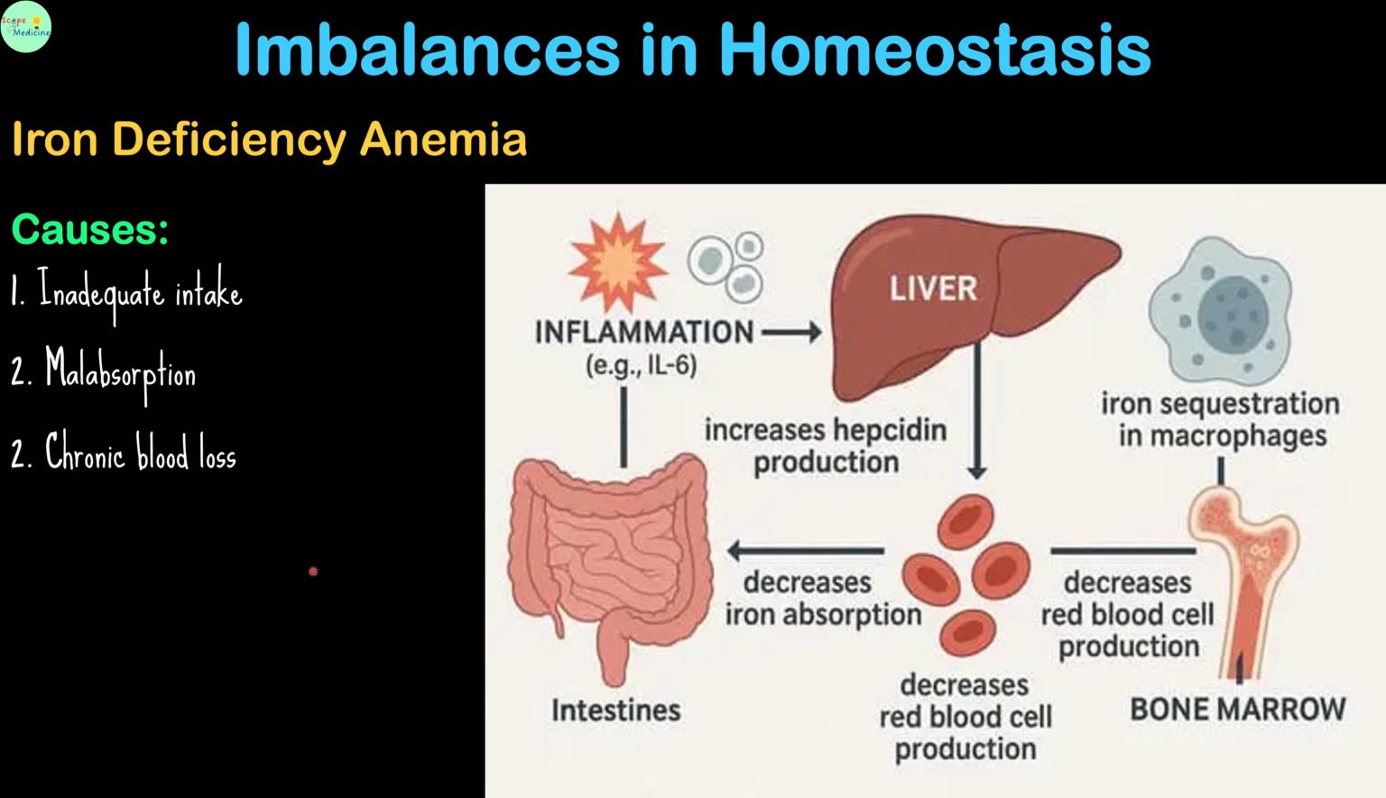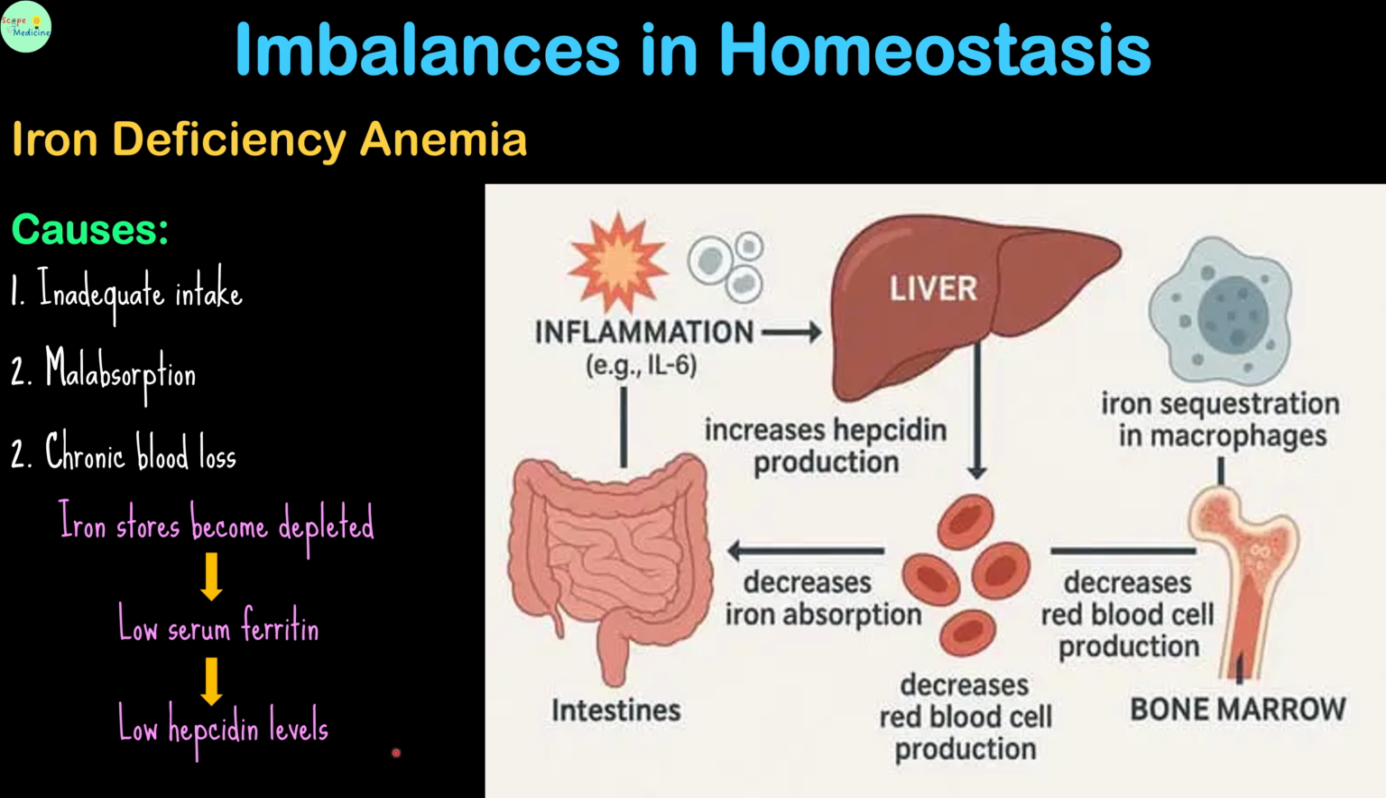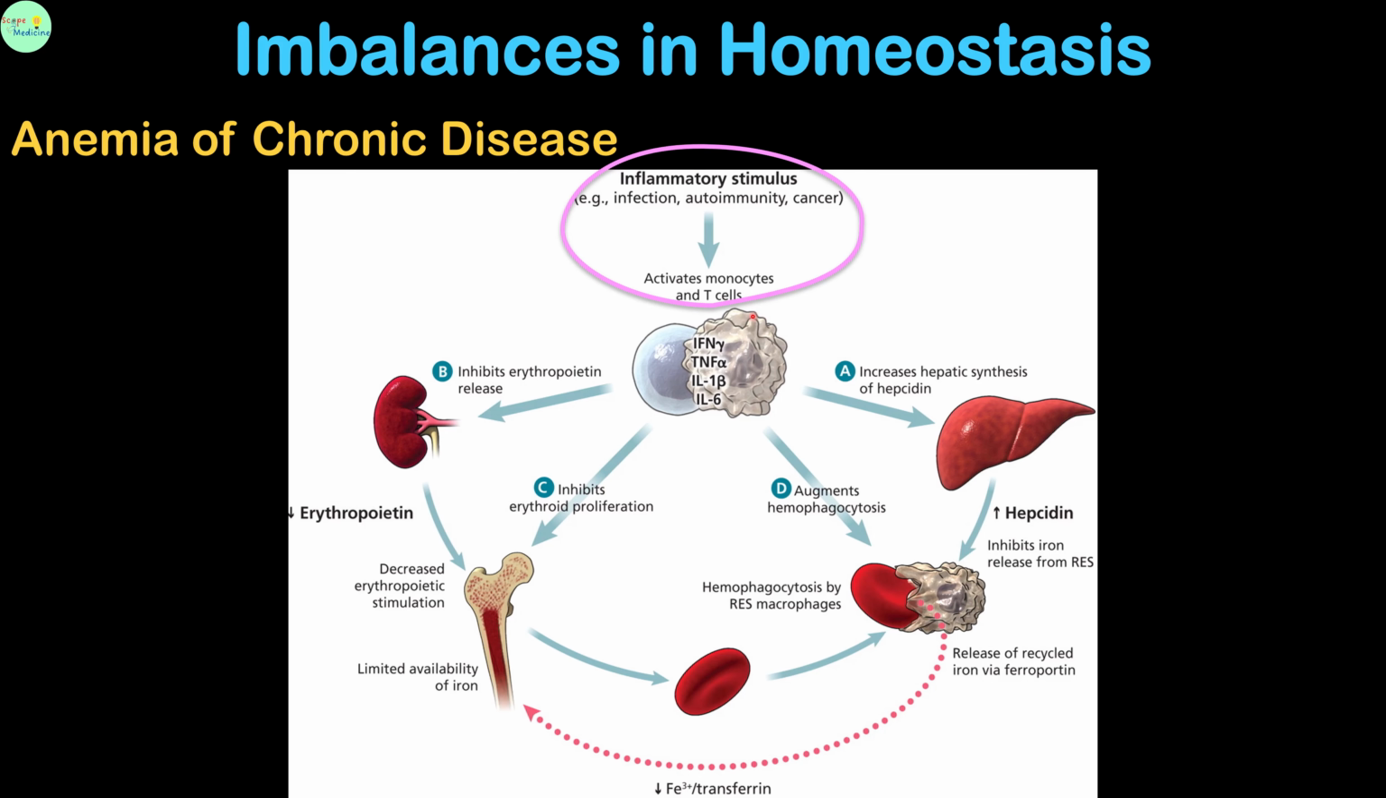In iron deficiency anemia, caused by inadequate intake, malabsorption, or chronic blood loss, the body's iron stores become depleted, reflected by low serum ferritin. This leads to low hepcidin levels, which maximizes iron absorption and release, but the demand still outstrips supply. In anemia of chronic disease, also called anemia of inflammation, the underlying condition drives high levels of interleukin-6, which elevates hepcidin. The high hepcidin traps iron within macrophages, making it unavailable for red blood cell production despite the body having normal or even increased total iron stores.